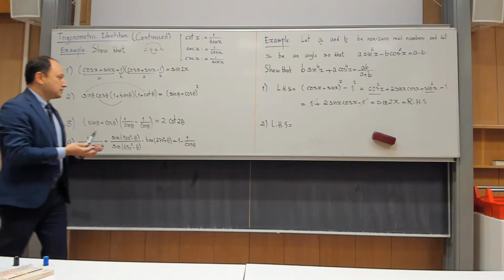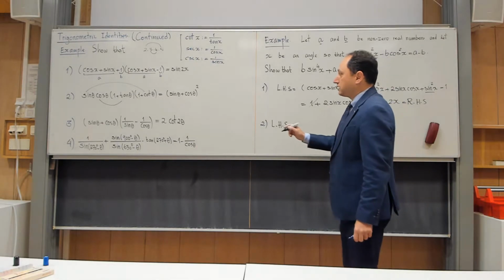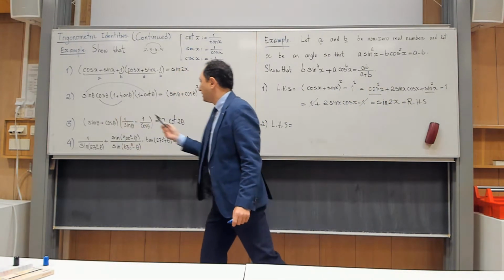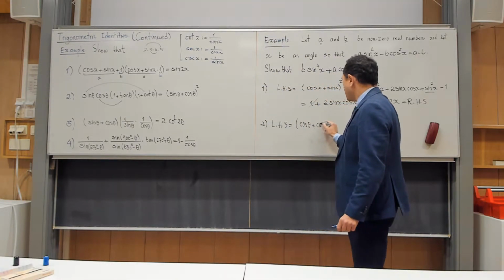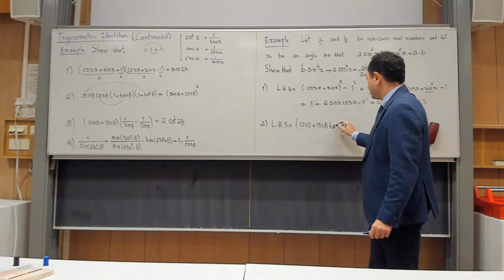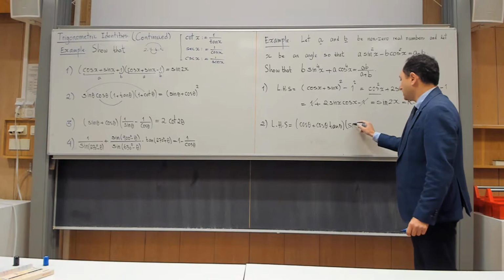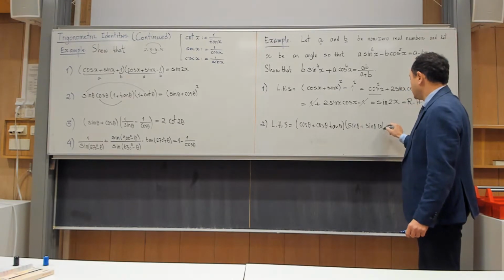Because what happens here, I will actually, I don't know how to write it down. So I multiply this one first here. So it becomes cosine theta plus cosine theta tangent theta, yes? And then what can I do for the last one? It becomes sine theta plus sine theta cotangent theta, yes?